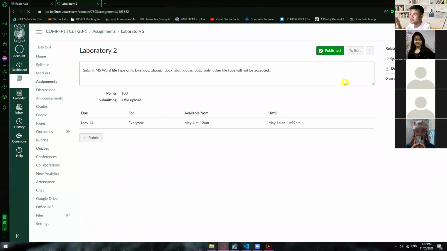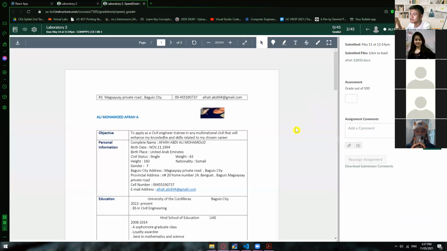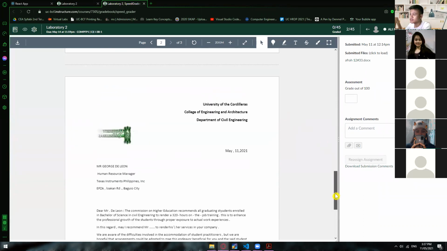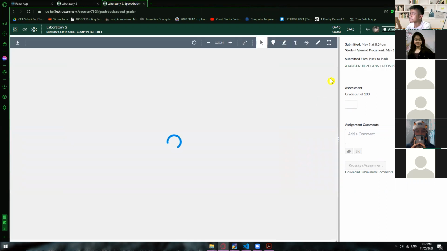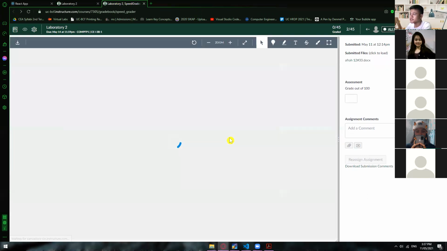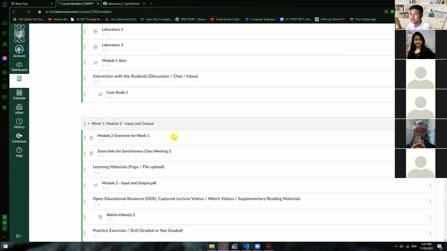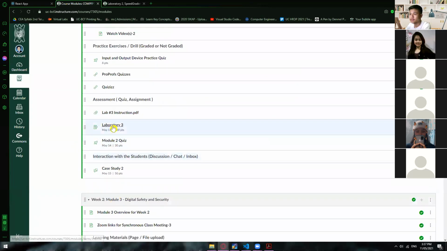Kapag chine-check niyo na sa Canvas yon, magmo-move talaga, kasi iba yung viewing application ng nasa Canvas. Okay, so check natin kung may makita tayo. Alright, so maybe that's a different format. Let me just check the lab number 3. Okay, just wait a second.